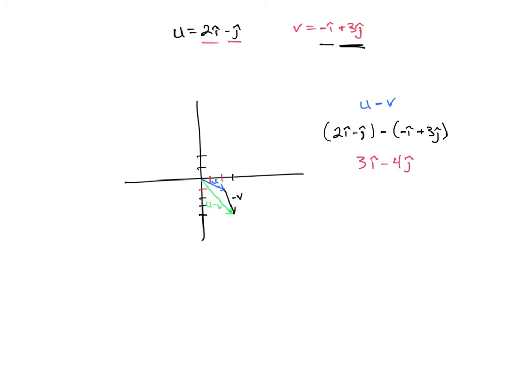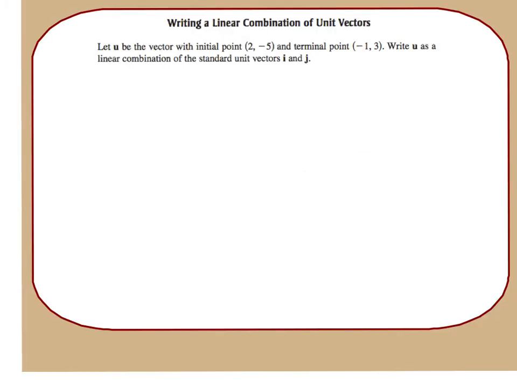Okay? All right. Let u be the vector with initial point (2, -5) and terminal point (-1, 3). Write u as a linear combination of the standard unit vectors i and j. All right. So now this tells me to write it in what? A linear combination. Okay? And that means with what? i hats and j hats. Okay? It tells me I'm going to write vector u.